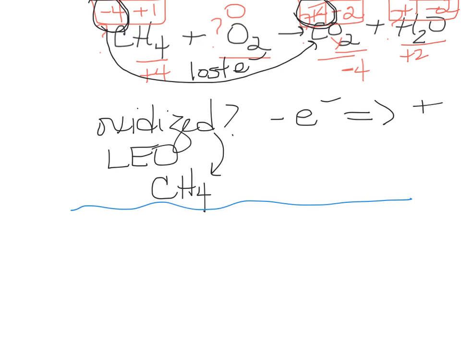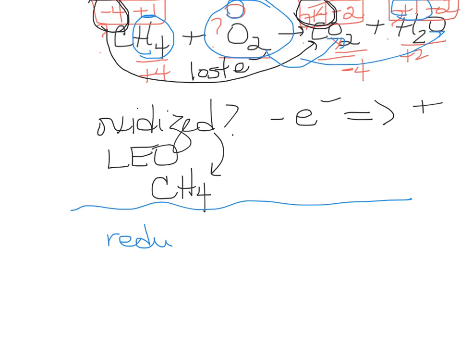It lost electrons. What has gained electrons? Well, let's look at hydrogen. It goes from +1, but it's still +1 over in the product side. So hydrogen has not been oxidized or reduced. How about oxygen? Oxygen goes from a 0 oxidation charge to a -2 in both cases. So it has gained electrons to go from 0 to -2. So that means that oxygen has been reduced. Okay, so carbon has been oxidized and it turns into CO2, and oxygen has been reduced.